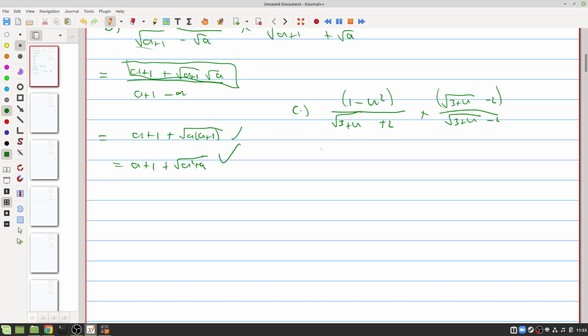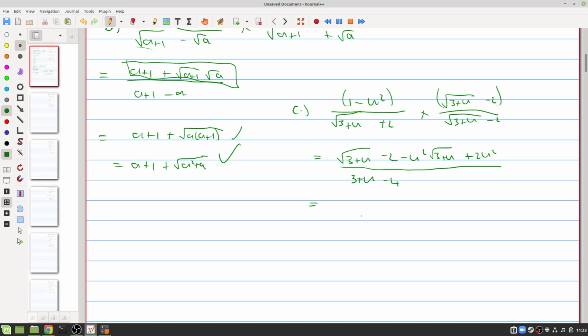So multiply those together. So that gives us 1 times the square root will just be the square root. 1 times negative 2 is negative 2. Negative u squared times the square root will just be negative u squared times that. And then negative u squared times negative 2 is plus 2u squared. At the bottom, we'll again have the first term times the first term, which is just 3 plus u. And then the last term times the last term, which is just negative 4.